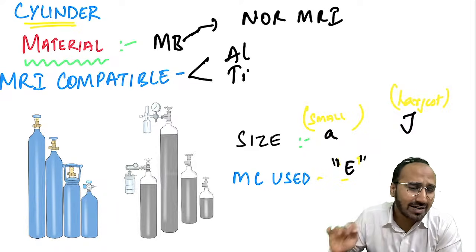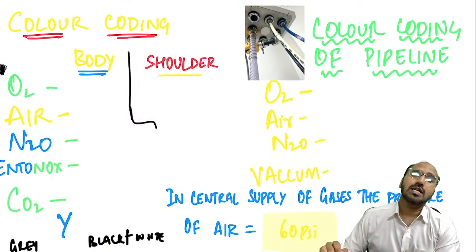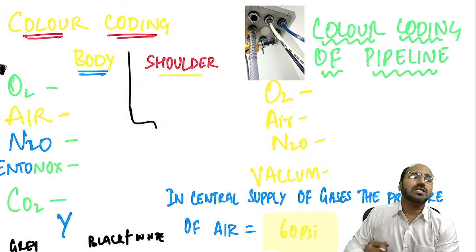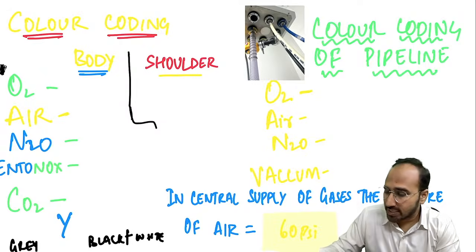Why? Because all cylinders are given different color coding. There have been questions on color coding of the cylinders. Oxygen, air, nitrous oxide, carbon dioxide. What are the color codings? Just look over here, guys. What is the color coding for the oxygen cylinder?